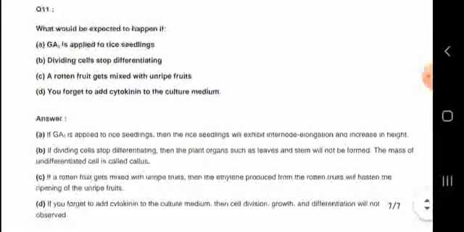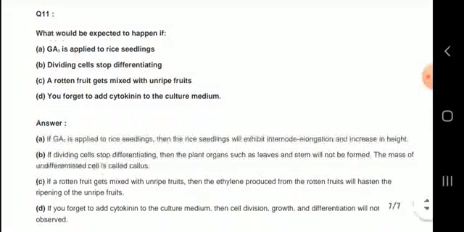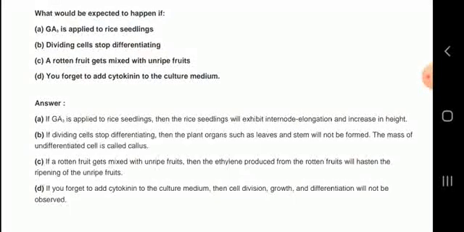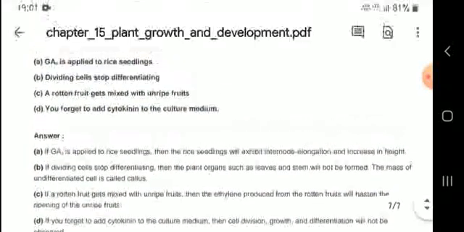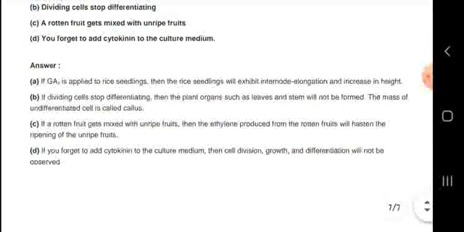Next, if GA3 is applied to rice seedlings, then the rice seedlings will exhibit elongated internodes. And if the dividing cells stop differentiating, then the plant's organs such as leaves and stem will not be formed. And if a rotten fruit gets mixed with unripe fruit, then the ethylene produced from the rotten fruit will ripen the unripe fruit.